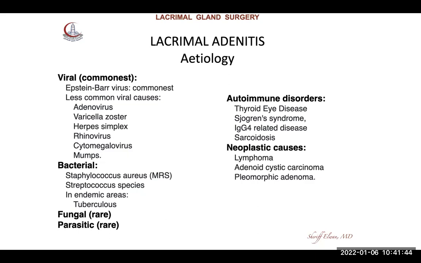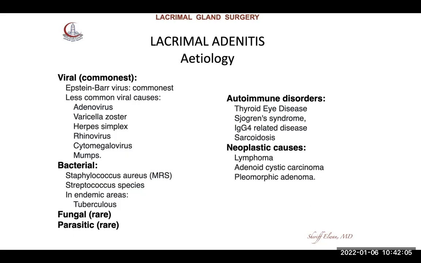Bacterial infection occurs with suppurative bacteria like staph and strep, especially the methicillin resistant strains of staphylococcus. And it has been reported in endemic areas to occur with tuberculosis. Fungal and parasitic infections of the gland are rare.